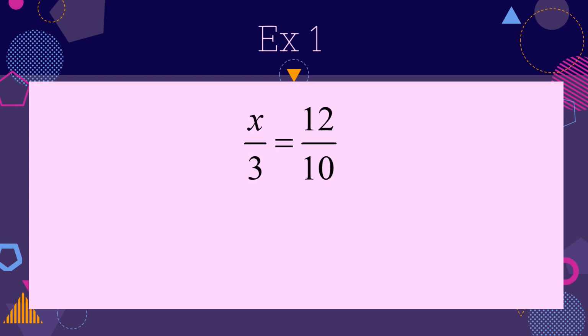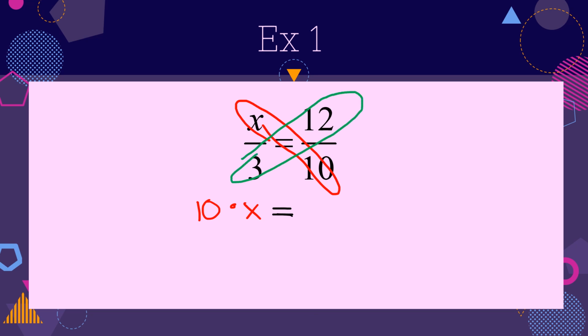This one's not on your note sheet. If you're writing in your own notebook, just jot it down. We are going to use the cross product property. The first thing we want to do is multiply A times D, or the values across from each other diagonally. So I'm going to have 10 times x. We multiply them, and the equal sign goes in the middle. Then we have the other cross product, which is 3 times 12.